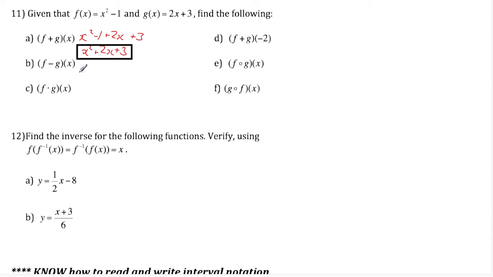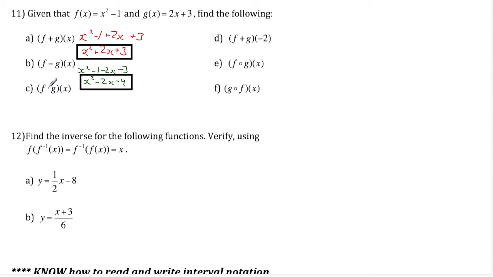f minus g, so here we're going to subtract. So we have x squared minus 1, and now we're going to minus 2x minus 3. Combine the like terms again. You have to subtract both terms. So we get x squared minus 2x minus 4. And that's our correct answer there.